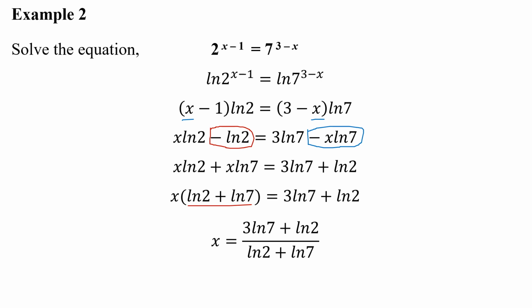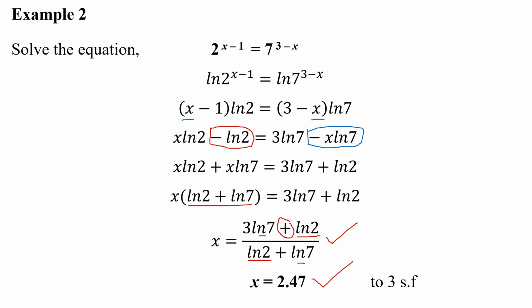Right, please be careful here. Never cancel this ln 2 and this ln 2. These two cannot be cancelled as long as we are adding here. We can't cancel this ln 2 and this ln 2. At the same time, we can't cancel this ln 7 and this ln 7. So this will be our final answer in exact form. But if asked to give your answer as a decimal fraction, this is the final answer.